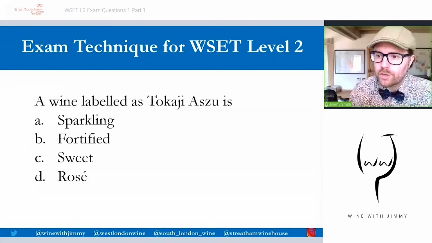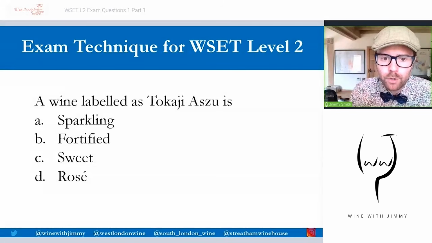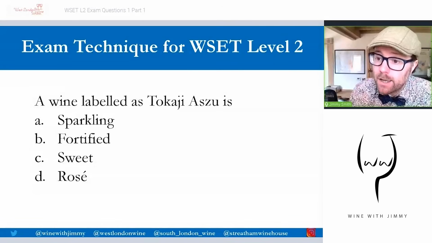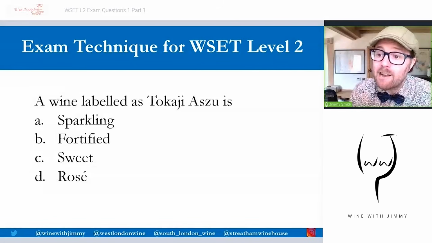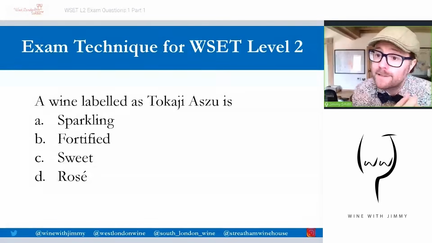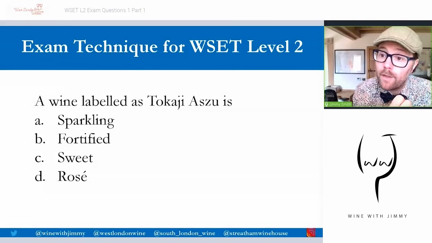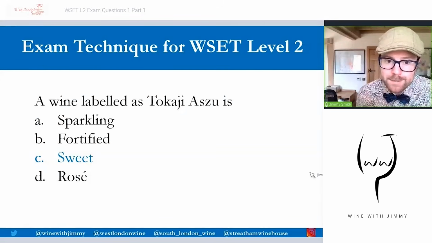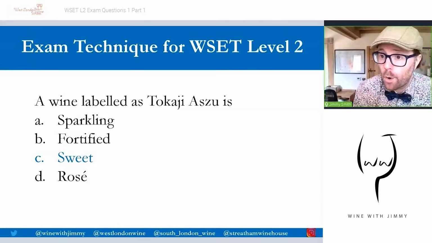Now we have another question which has a link to what the style is of this wine. So a wine labeled as Tokaji Aszú is what? So Tokaji is a place in Hungary, actually found in the volcanic areas in the northeast of Hungary. And Aszú means noble rot. It is the Hungarian name for noble rot within Tokaji. So therefore, noble rot or Botrytis is what creates a concentration of grape sugars and therefore much, much more sweetness. So the answer here is going to be sweet. Tokaji Aszú is a sweet wine.